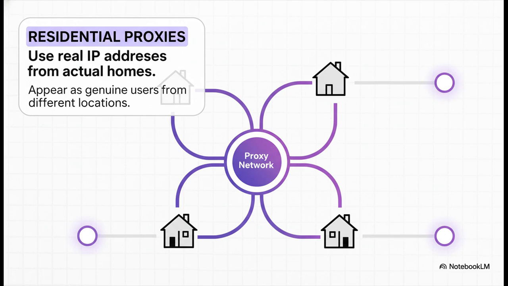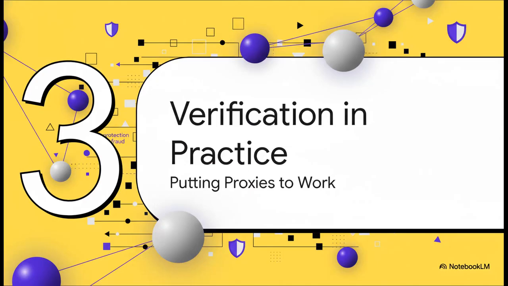Now, not all proxies are created equal. For ad verification, the absolute gold standard is what we call residential proxies. These use real IP addresses assigned by internet service providers to actual homes. So to any website, a request coming from a residential proxy just looks like a normal person browsing the internet. That makes them almost impossible to detect or block. So we have the right tool for the job. Now let's see how you actually put it into practice to start verifying ads and protecting that budget.